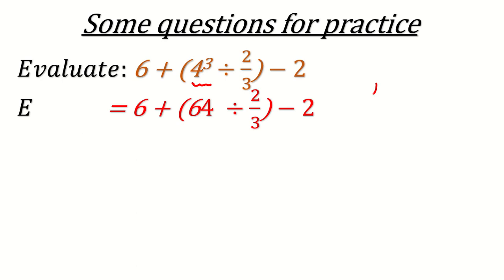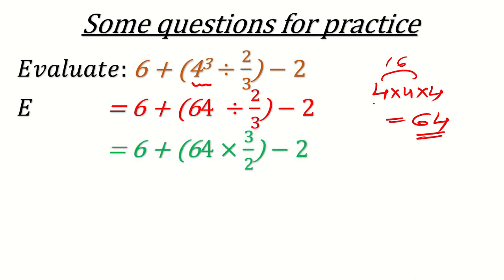So 4 raised to the power 3 means 4 multiply 4 multiply 4. That is 4 multiply 4, 16, and 16 multiply 4 means 64. So 64 divided by 2 over 3. Now if you can recall, I told you after division, if you have any fractional number, you will convert this division into multiplication, and this fraction will be flipped. So you can see here for 2 over 3 I have written 3 over 2, and this division has been converted into multiplication. Now we can simplify inside the bracket.